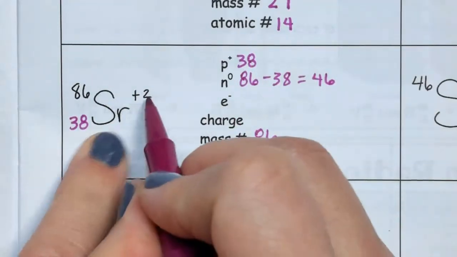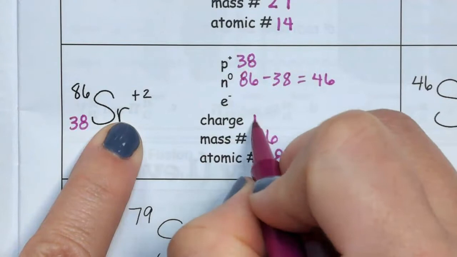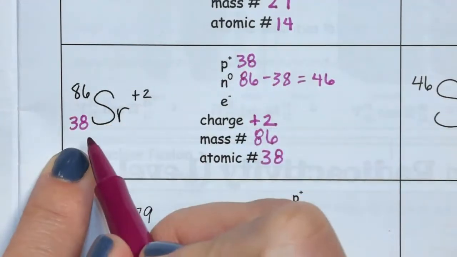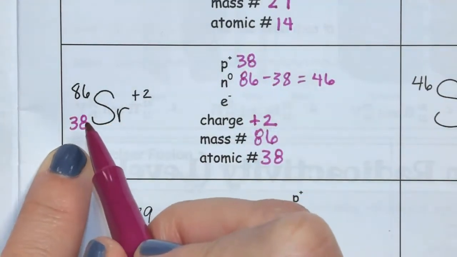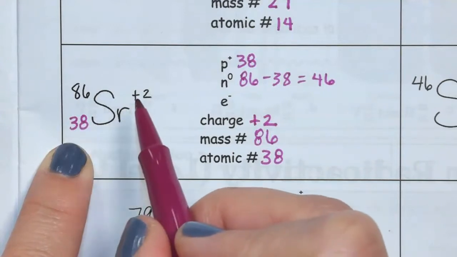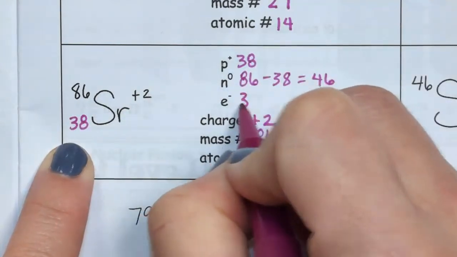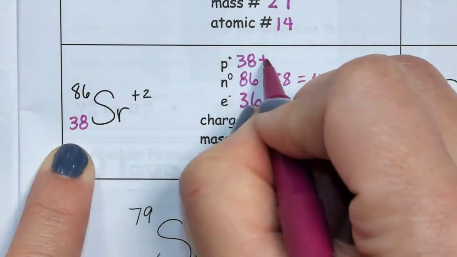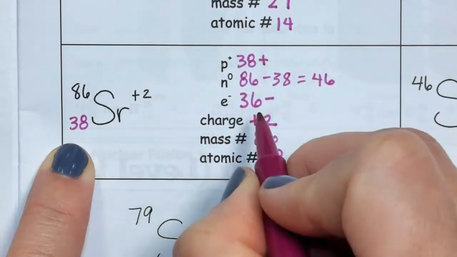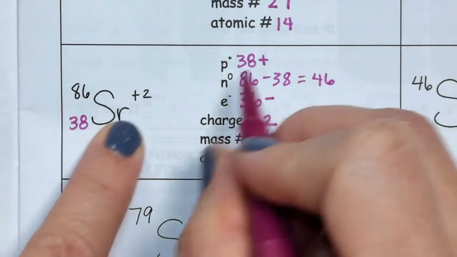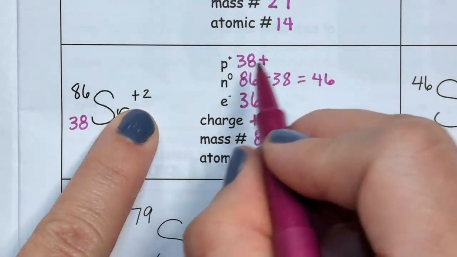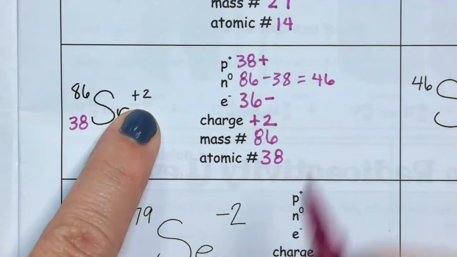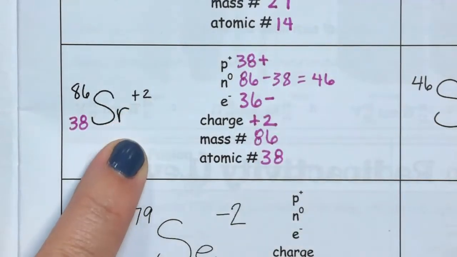And then the charge is here. It's a +2 charge. Here's the trick. Watch carefully to get electrons. 38 minus 2 equals 36 electrons. This should make sense because we have 38 positive protons and 36 negative electrons, which means I should have an overall +2 because I have 2 less electrons than I do protons.